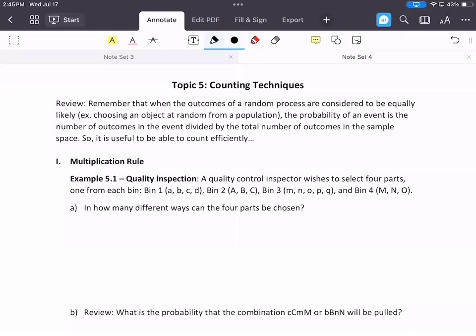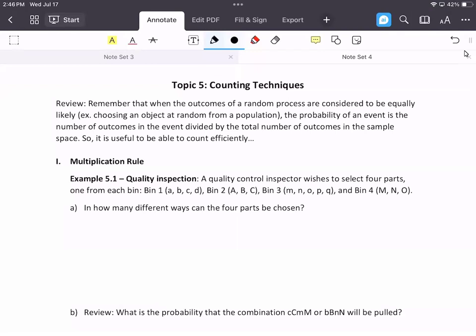Topic 5, counting techniques. As a quick review, remember that when the outcomes of a random process are considered to be equally likely, the probability of an event is the number of outcomes in the event divided by the total number of outcomes in the sample space. So it would help us to be able to count efficiently.